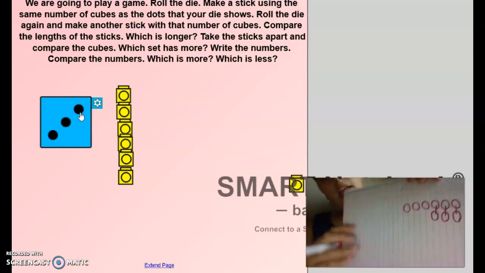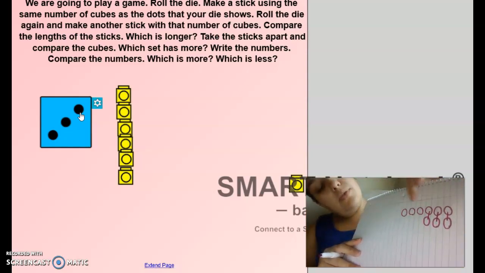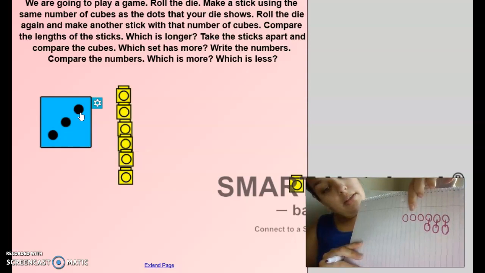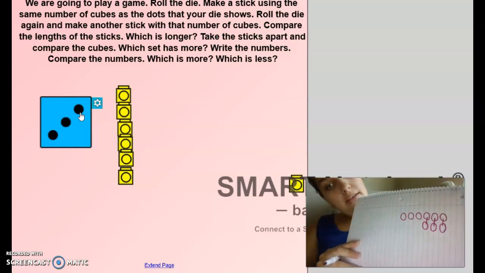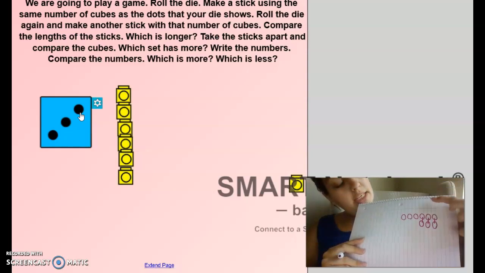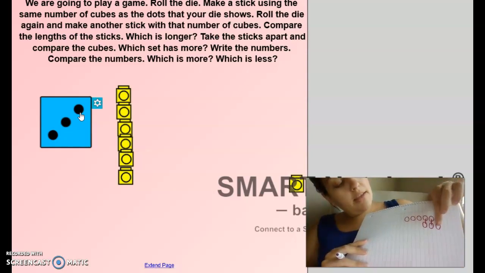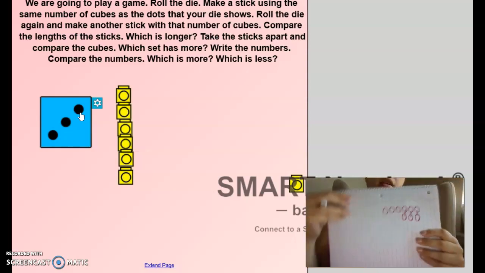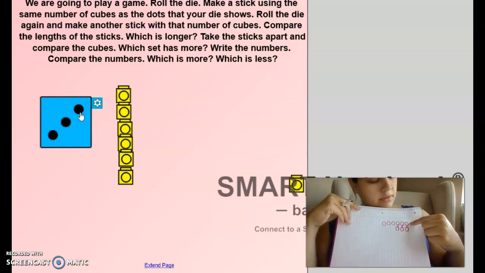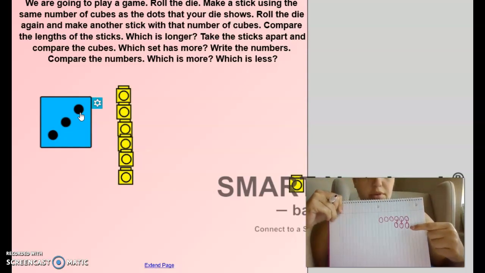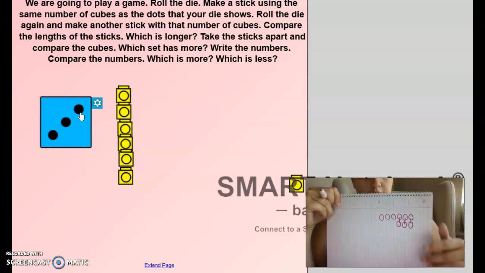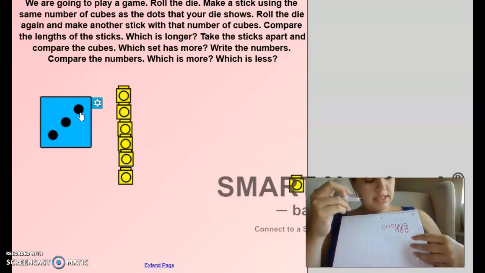Looking at our picture, how many more do I have in my longer circle chain? Let's see. 1, 2, 3. So we know 6 is bigger than 3. So to make the bottom chain of circles the same as the top chain, I would need to add 3 more circles. But the top row is longer than the bottom row by 3 circles. Okay, so 6 is bigger than 3.